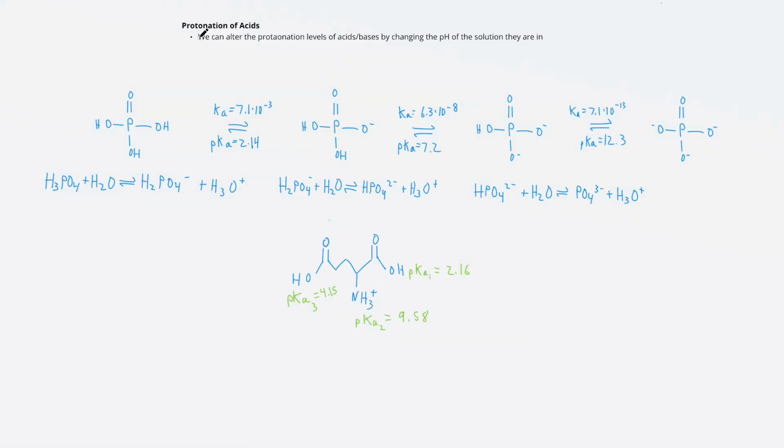The final thing we're going to look at is how we can change the protonation levels of acids and bases by changing the pH of the solution that they are in.